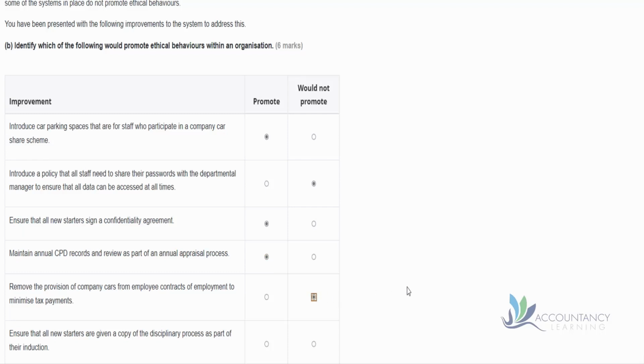And finally, we want to ensure that all new starters are given a copy of the disciplinary process as part of their induction. So that is a good thing, because we can identify to everybody, this is what we consider to be good behaviour and this is bad behaviour, and we will discipline people if you perform bad behaviour. So that's going to encourage everybody to be ethical, because they know that there is a deterrent, there is a risk they could be disciplined if they are unethical.